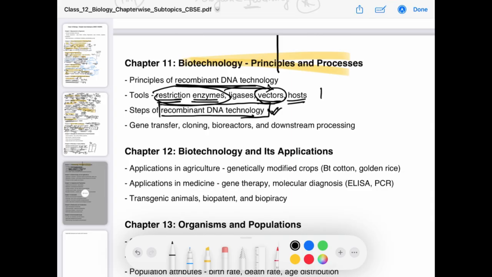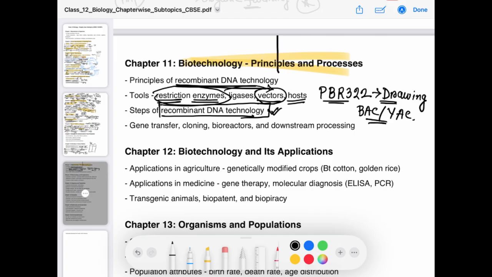And also here you have to read about the pBR322 vector. So you have to practice drawing it also, right? You have to practice it properly. You have to know about BAC and YAC. Okay, you have to know the full form of these. You have to know about the capacity of these also.